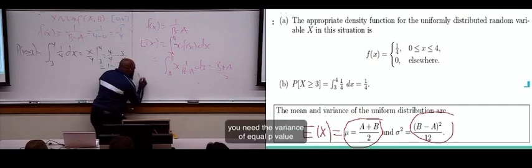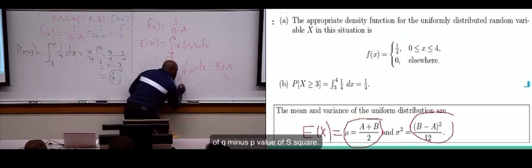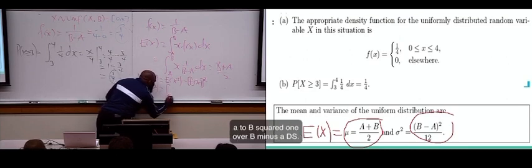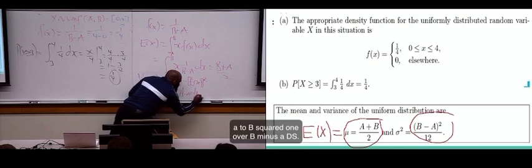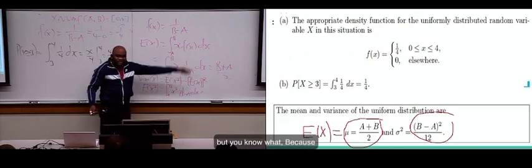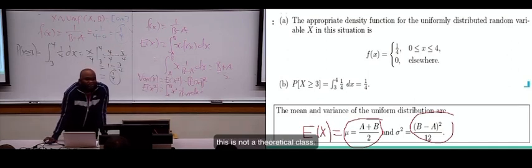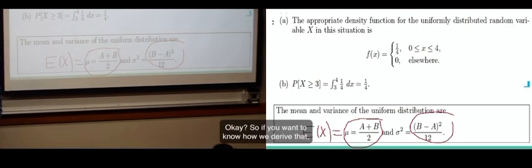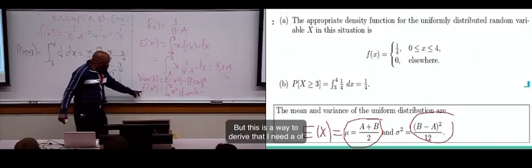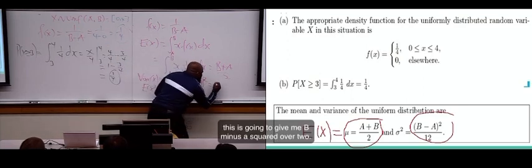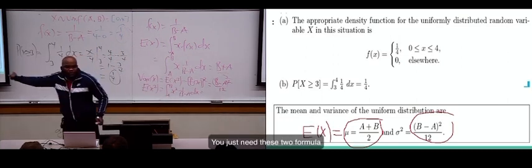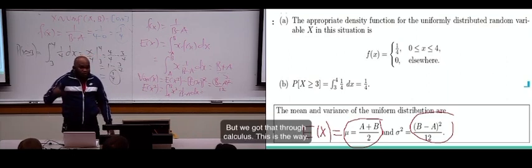Now, for the variance, the variance of s equals the expected value of s squared minus the expected value of s, all squared. So you need the expectation of s squared, which is the integral from a to b of s squared times 1 over b minus a dx. This is the process if you go by this calculus. But because this is not a theoretical class, I'm just giving you the formula. You don't need to derive all of these. If you want to know how we derive that, that will be in a theoretical class. I need the E of s squared, then to get the variance at the end of the day, this gives me b minus a all squared over 12. You just need these two formulas because we want to apply them. Does that make sense? But we got that through calculus.